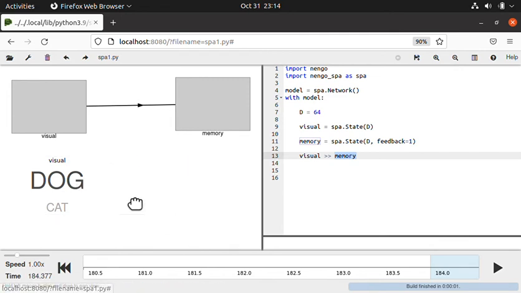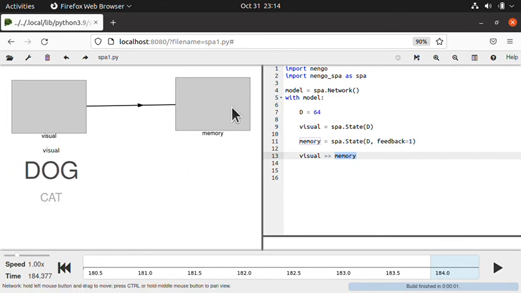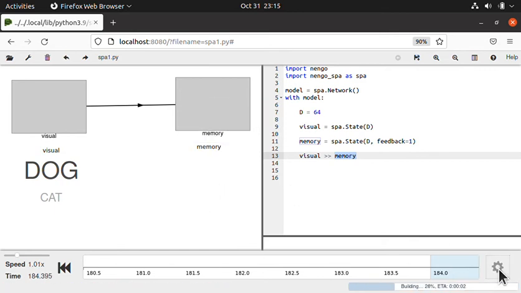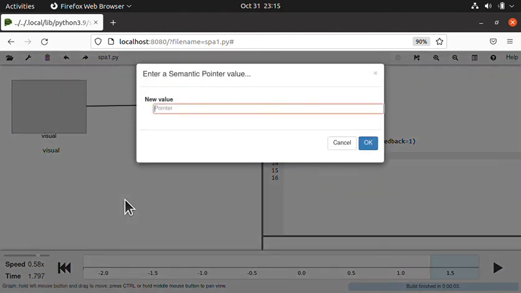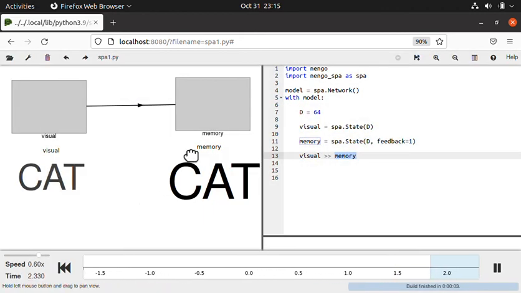Let's get rid of that graph because we don't really need it. And I'm going to pull up a cloud plot for this one. So now what can I do with that? Okay, so now I can feed in cat. All right, my memory has cat in it, that's fine.